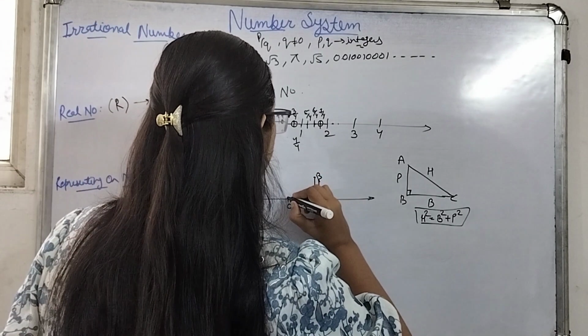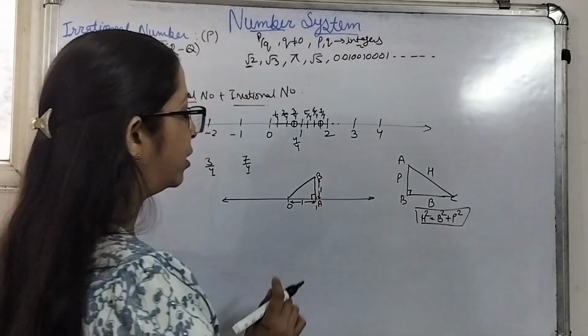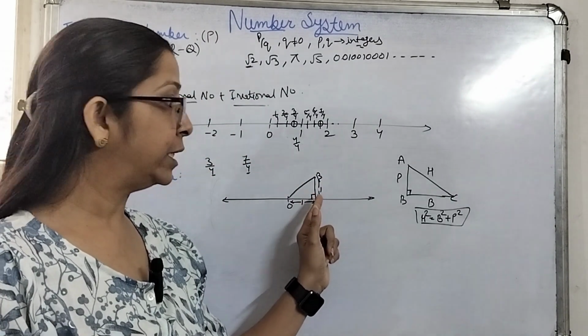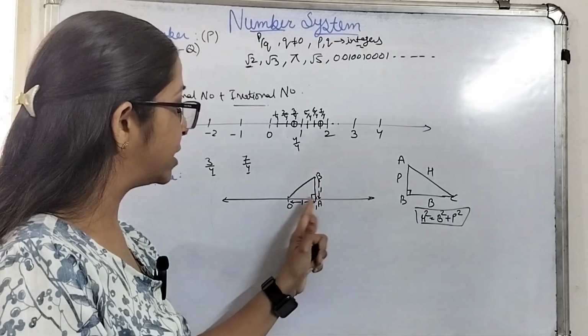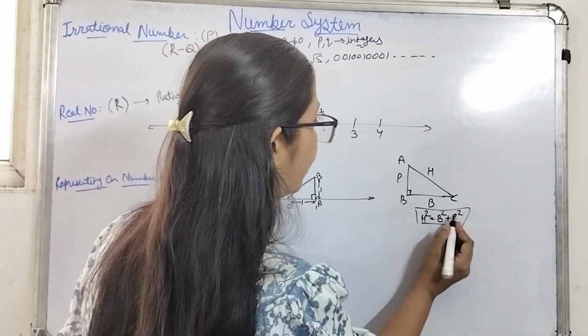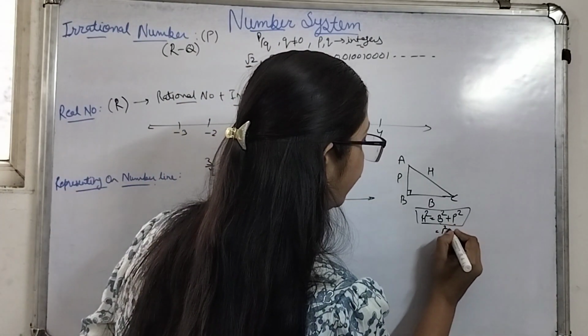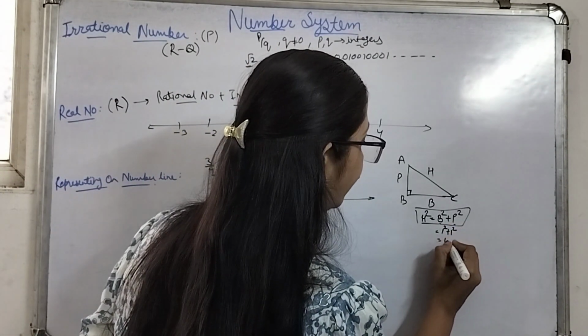Now what will this hypotenuse be? I have drawn a perpendicular, which means this angle will be 90 degrees. If OA is unit distance and OB is also unit distance, that means your base is 1, and perpendicular is also 1. So it is 1 squared plus 1 squared, that is 1 plus 1.